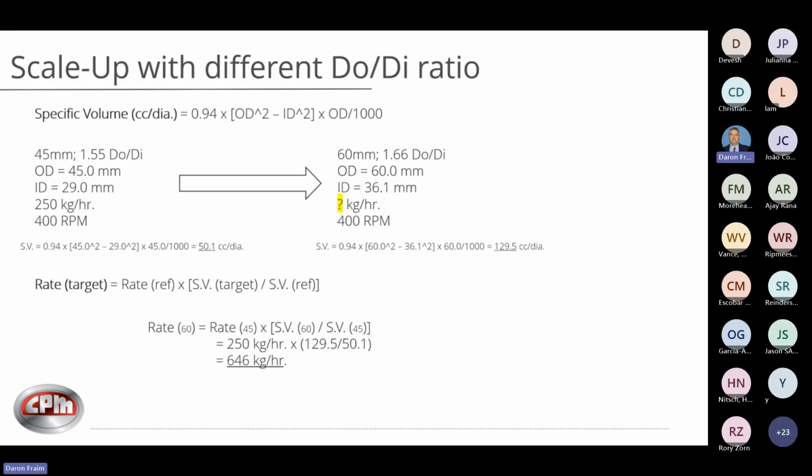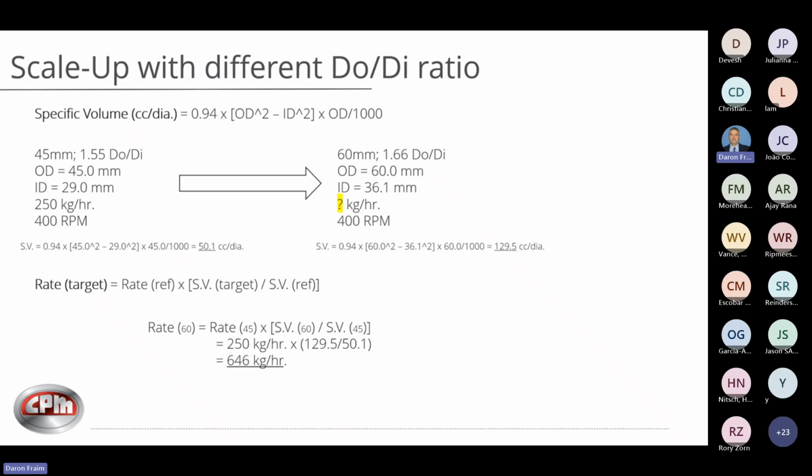Now, when we talk about scaling up, most of the scale up on the volumetric that I've shown you so far has been based on the same geometry machine. And when I say that, I mean the same DO/DI ratio. A lot of what you see across the industry, depending on the OEMs, 155 geometry is pretty common.